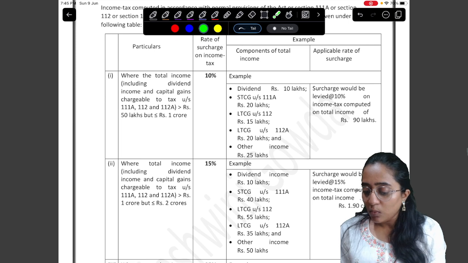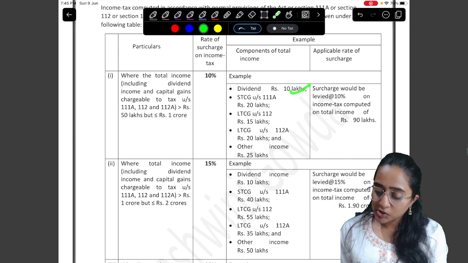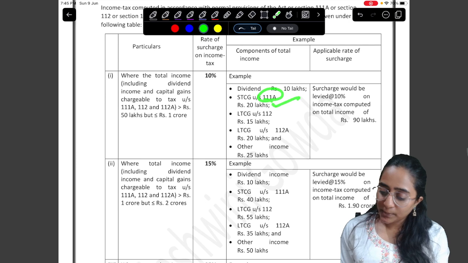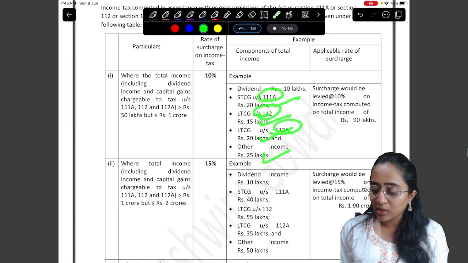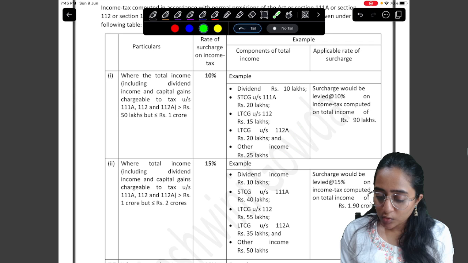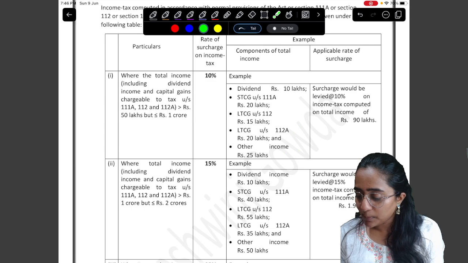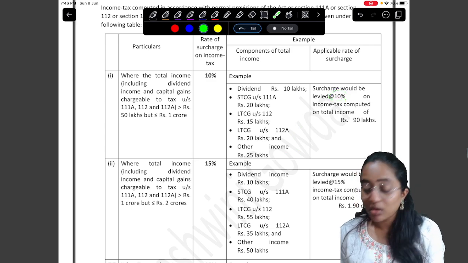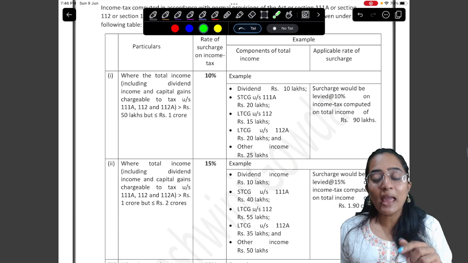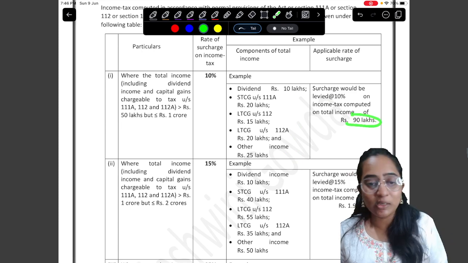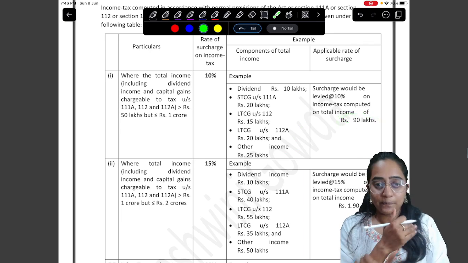Simple. Now, whatever the dividend, let's try to understand that with an example. Dividend 10 lakh, short term capital gain 111A 20 lakh, 112 15 lakh, 112A 20 lakh, other income 25 lakh. If you consider the entire income, because the total income including these three categories is what I have told, the surcharge which is applicable is 10%. Remember people, the 10% is not applicable on that 90 lakh rupees. It is applicable as per the tax applicable on 90 lakh.